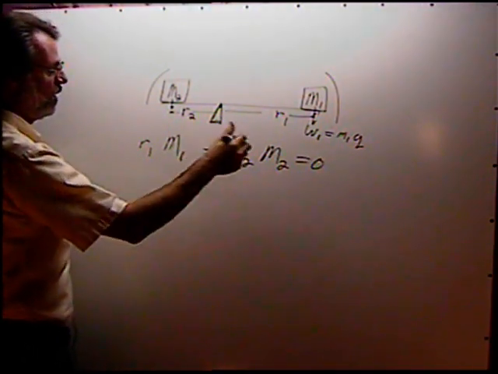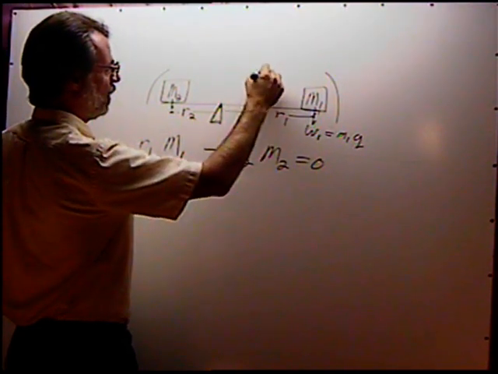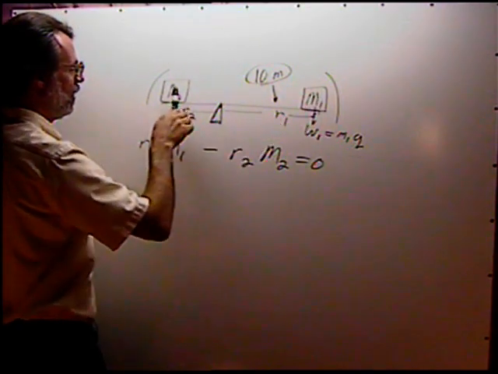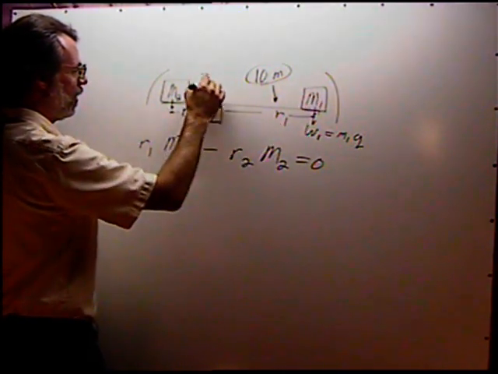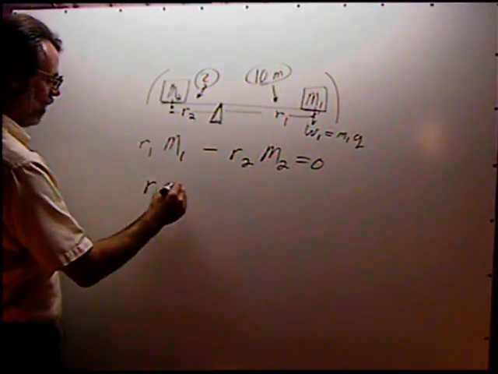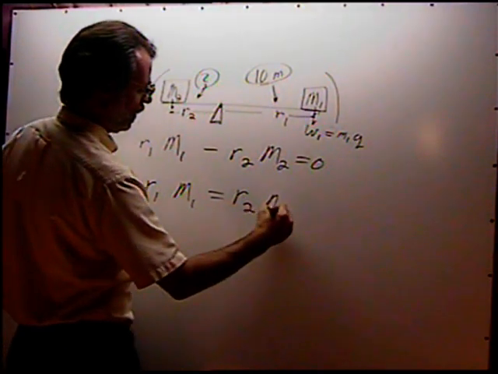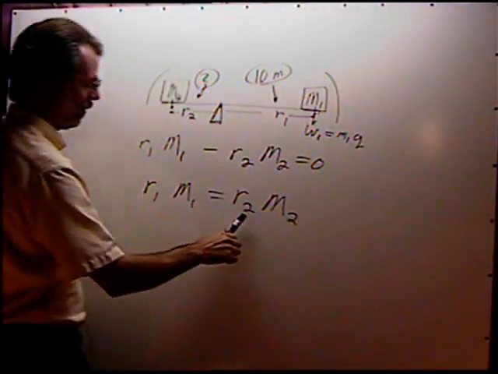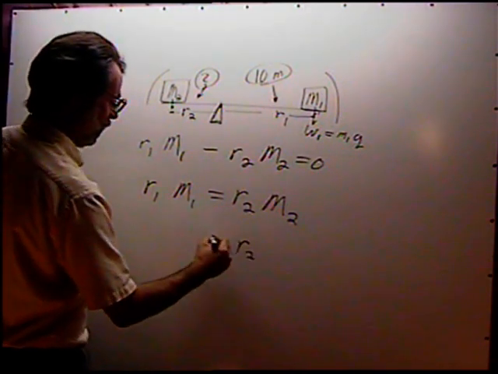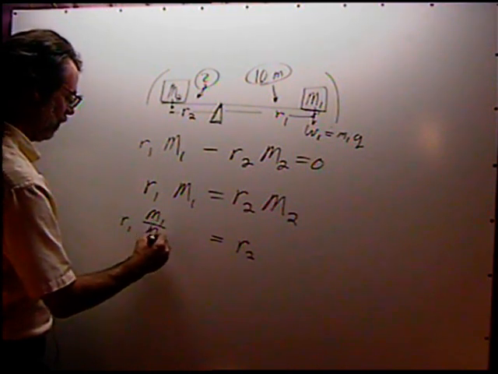Suppose we know that R1 is 10 meters, and we know what M1 and M2 are, and we want to solve for R2. We could easily do that. R1 M1 equals R2 M2. If we needed to solve for R2, we'd simply say R2 equals R1 times M1 divided by M2.